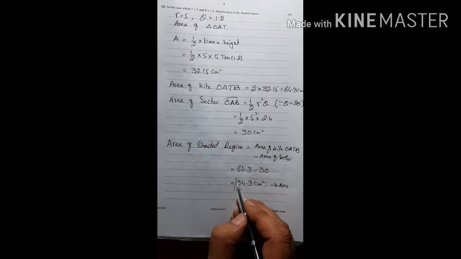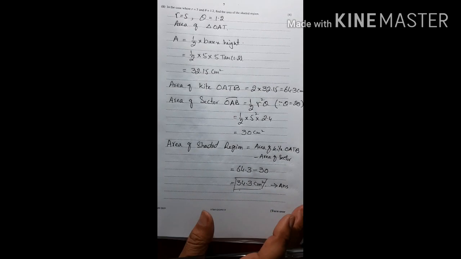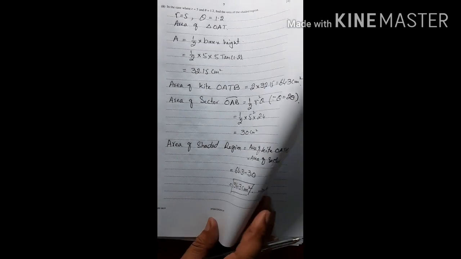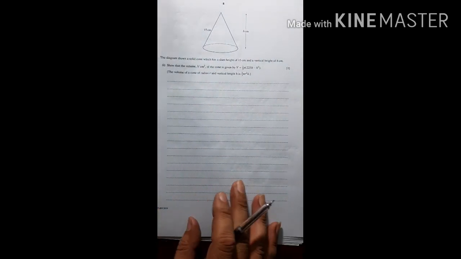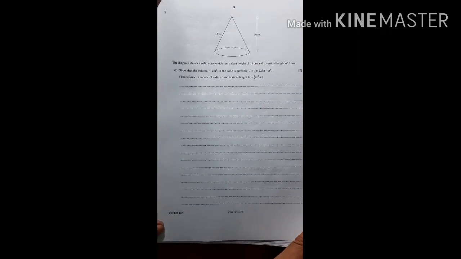So always put a rectangle over your answer, so it should be highlighted. This was question number 4. Now question number 5.